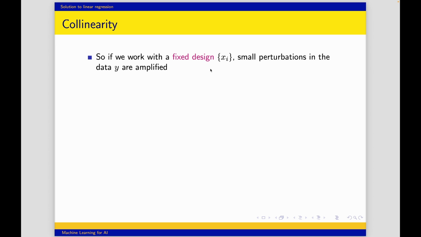So if we work with a fixed design, that means we don't consider the xi's as realizations of random variables. We control them. Later on, I will discuss this in more detail, what a fixed design actually is. And that's actually the usual scenario in most regression. We consider these design points, as they're called, this is terminology that comes from design of experiment, to be fixed. So small perturbations in our data, well, what's our data? Now it's just y, because these are just fixed. They're going to get amplified.